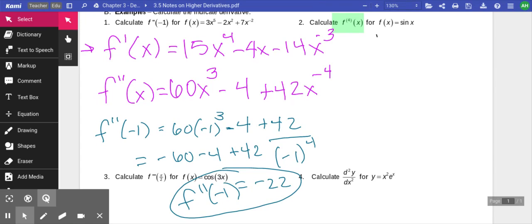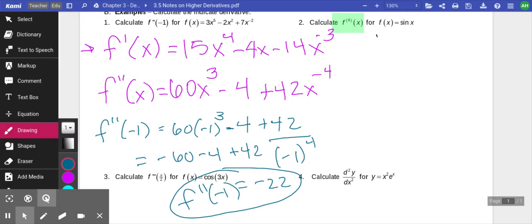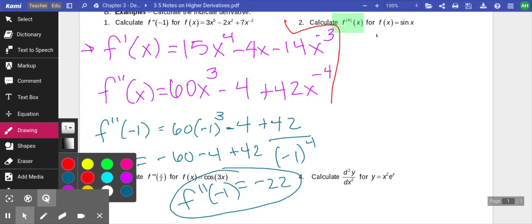I think I can do problem 2 without having to erase, so I'm just going to draw this line here. There we go. You like my sound effects? Okay, I can start with number 2. It says calculate the fourth derivative of x, given that f of x is equal to sine of x. I don't have to evaluate this for a certain number, but I do have to run through 4 derivatives.